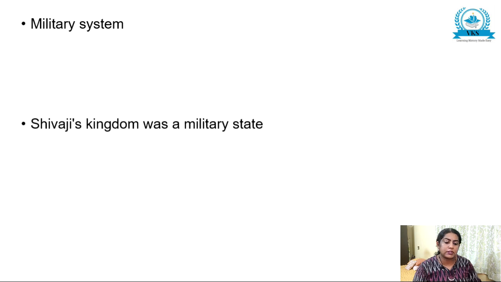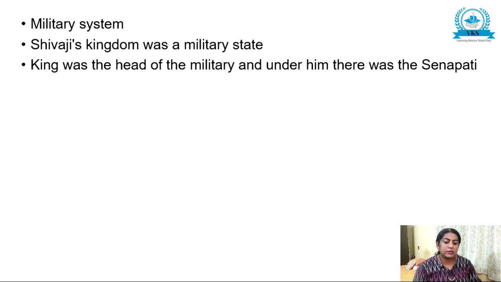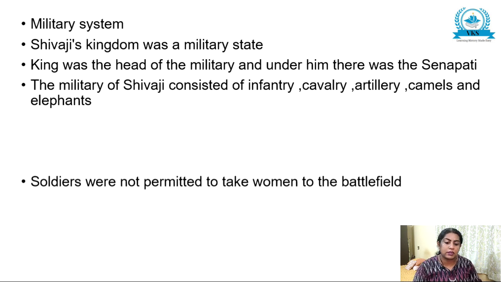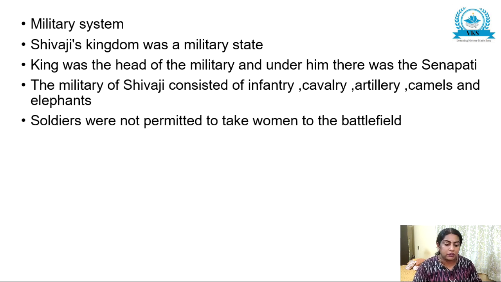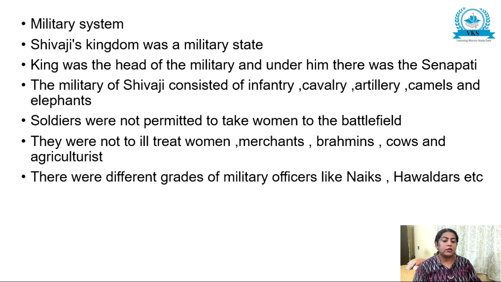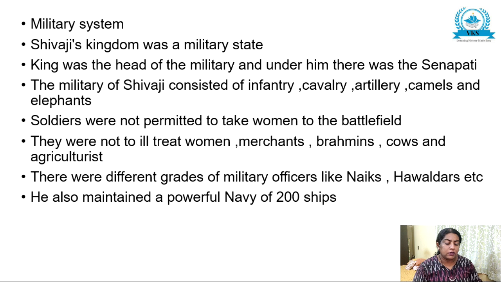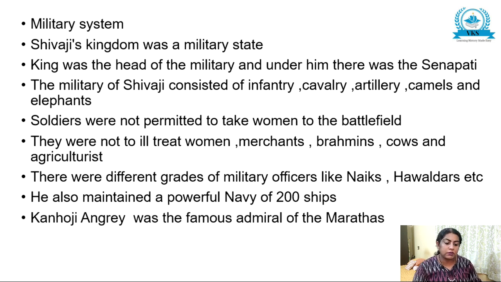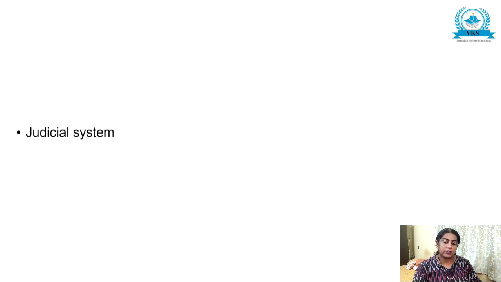Regarding the military system, Shivaji's kingdom was a military state. King was the head of the military and under him there was the Senapati. The military of Shivaji consisted of infantry, cavalry, artillery, camels and elephants. Soldiers were not permitted to take women to the battlefield. They were not to ill-treat women, merchants, Brahmins, cows and agriculturists. There were different grades of military officers like Naiks, Havildars, etc. He also maintained a powerful navy of 200 ships. Kanoji Angre was a famous admiral of the Marathas.